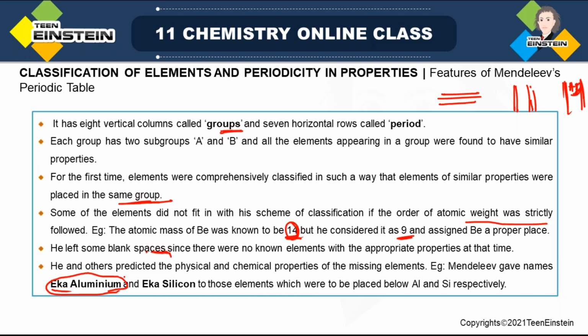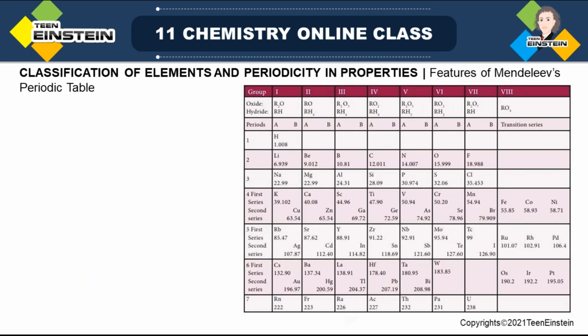Now we will have a look at this table. So see, as we have just seen, after lithium there is beryllium. So if we consider it as 14, then it should not be here, because if it is 14, then after it there is boron, which is having 10.81. So 14 cannot come before 10. So that is why he had to make it 9 so that it can match properly.